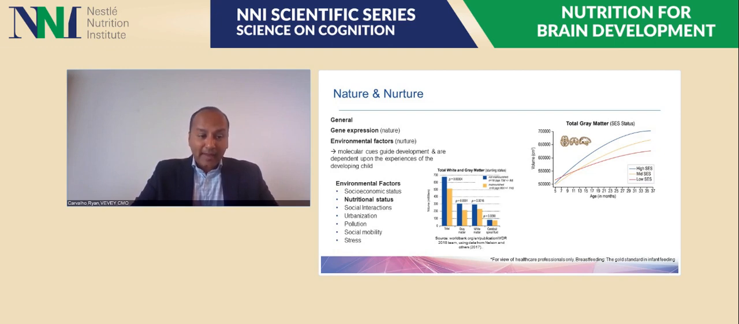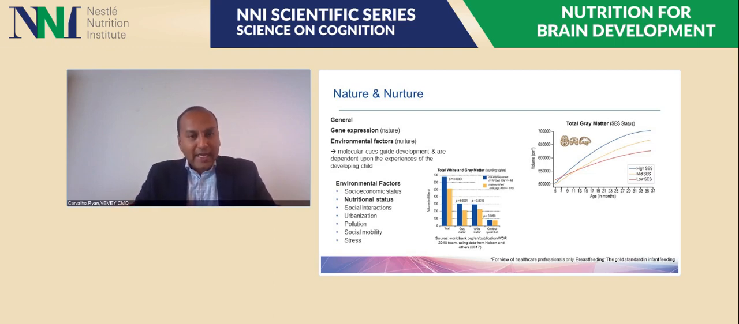Another factor we talked about is socioeconomic status. And this shows the difference between high socioeconomic status, mid socioeconomic status, and low socioeconomic status on the volume of total gray matter in the developing brain across different periods of early childhood. And what this data basically convinces us about is that nutrition is important along with other factors in helping a child achieve their neurodevelopmental capacity.